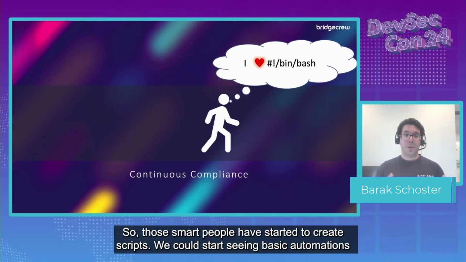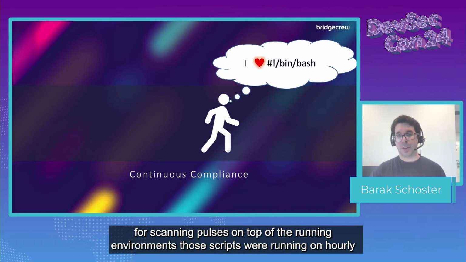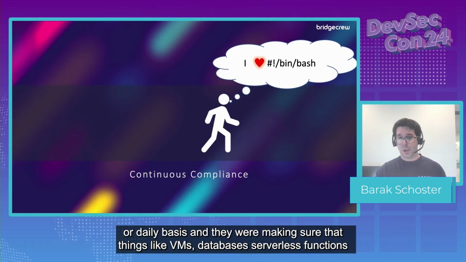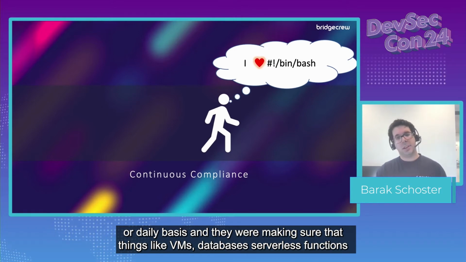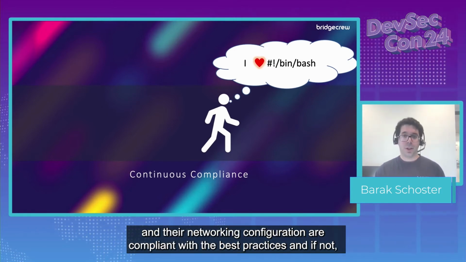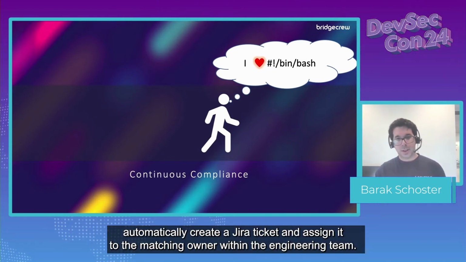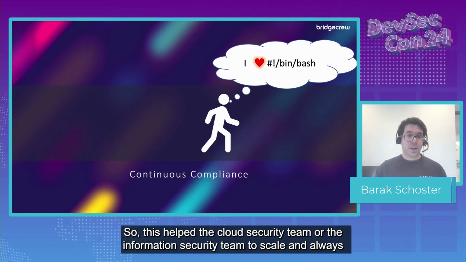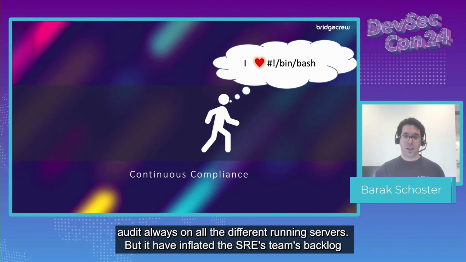So those smart people started to create scripts. We could start seeing basic automations for scanning policies on top of the running environments. Those scripts were running on an hourly or daily basis, and they were making sure that things like VMs, databases, serverless functions, and their networking configuration are compliant with the best practices. And if not, automatically create a Jira ticket and assign it to the matching owner within the engineering team. So this helped the cloud security team or the information security team to scale and always audit, always on, all of the different running servers.